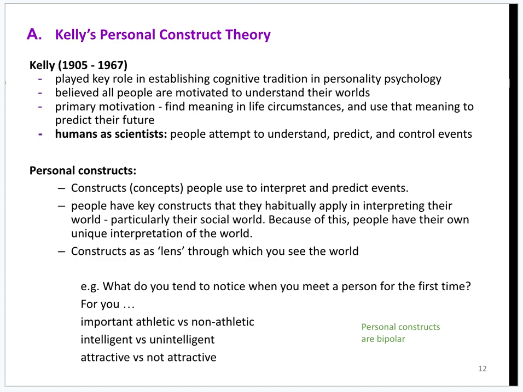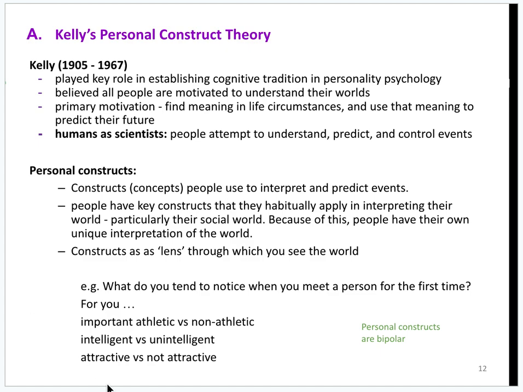There are many different types of constructs, but Kelly's is focusing on personal constructs. So constructs, they're like concepts. They're what people use to interpret and predict events. They're not really conscious. They're like lenses, the way that you see the world. People have key constructs that they habitually apply in interpreting their world, particularly their social world. Because of this, we all have unique interpretations of the world. So personal constructs are developed through experience, and it's how we see the world.